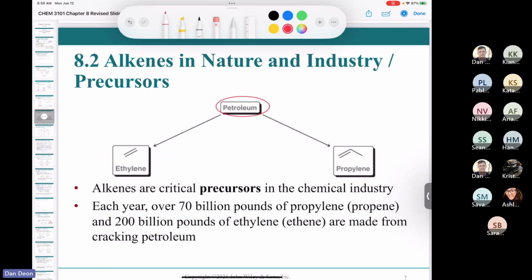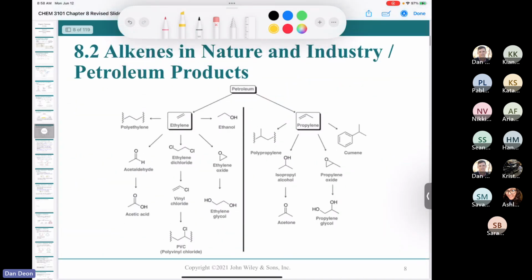And these are the starting materials, which we just use the fancy word precursor, it just means reactants, for making all kinds of compounds, not just propylene and acetone and things like that. If you look over here, you can see that from the petroleum industry, we make all kinds of interesting compounds, right? If you're thinking, well, you can only get ethanol from a naturally occurring substance like corn, right?